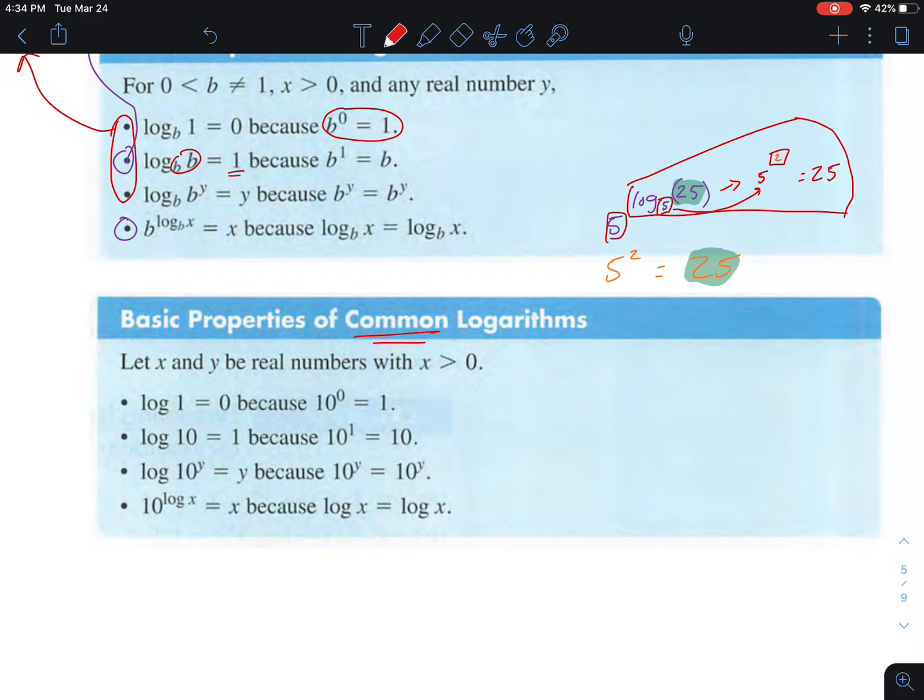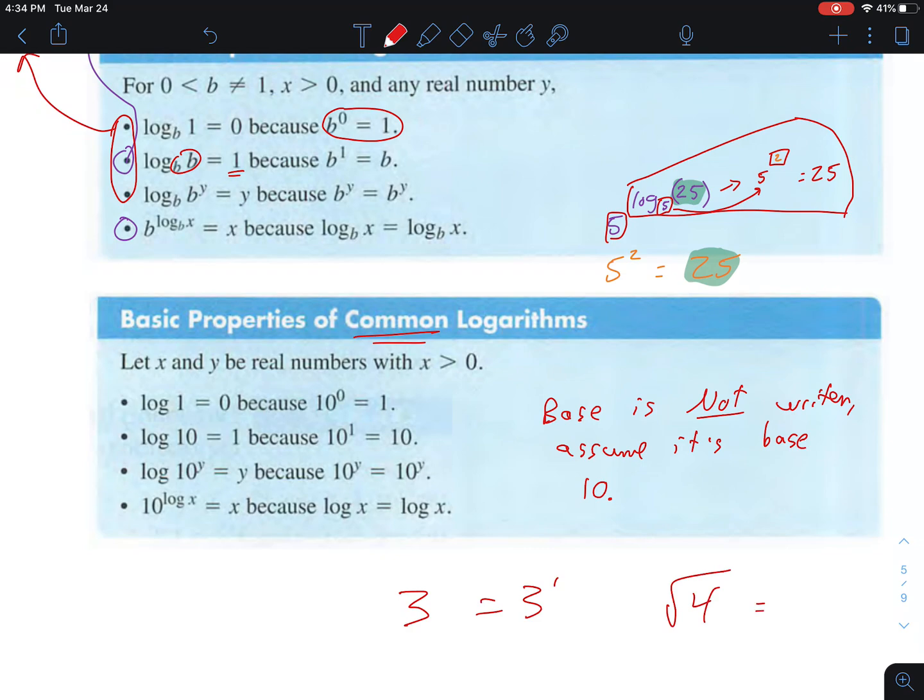Properties of logs. It's called the common log, meaning if a base is not written, we can assume it's base 10. I don't know why they chose 10, but they chose 10. Just like if I say 3, that's really 3 to the first. Just like if I say square root of 4, that really means the index is a 2 there, but we don't really write it.